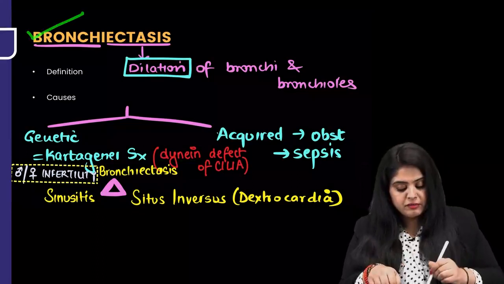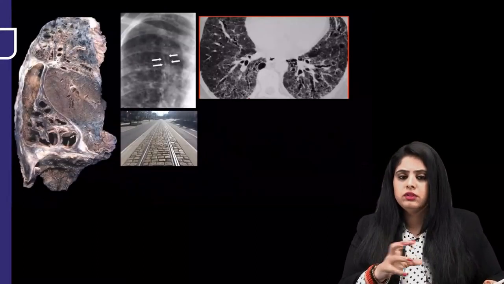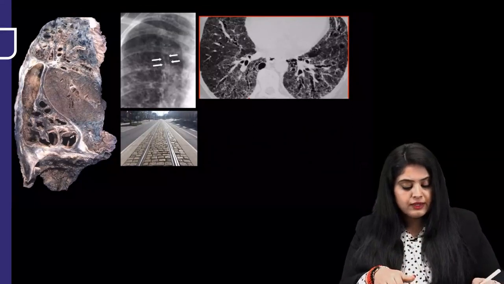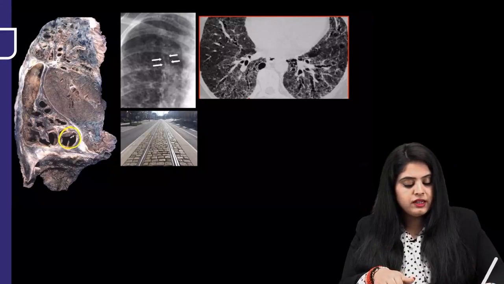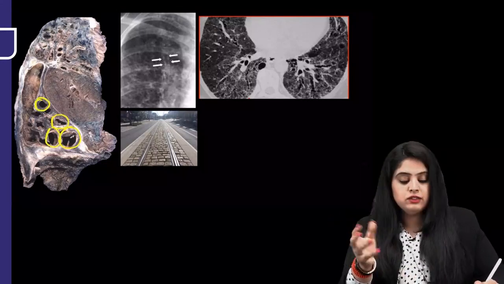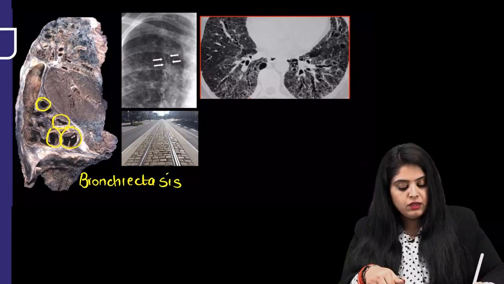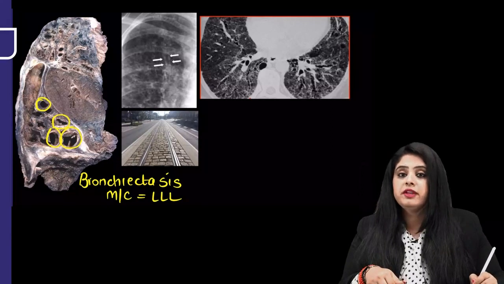Done with bronchiectasis, but why not we do the microscopy, or you can say the gross and the radiology also. Please note that bronchiectasis, can you see that there are dilated bronchi? So bronchiectasis shows dilatation. Where is it seen? Is it seen in the upper lobe or the lower lobe? It is very commonly seen in the lower lobe, because one of the most common locations is the LLL, left lower lobe.